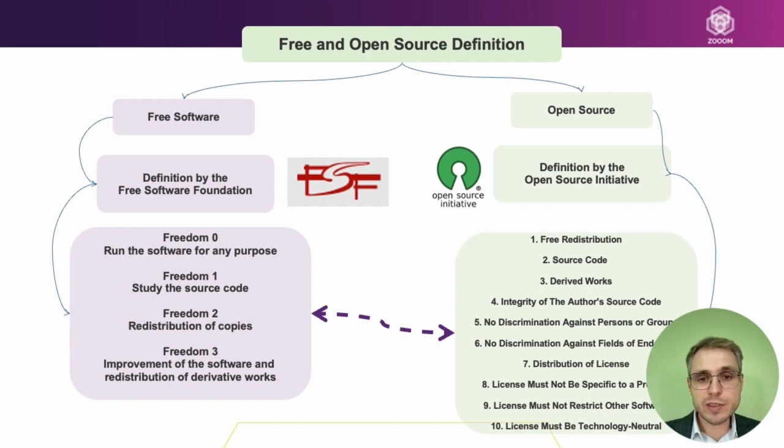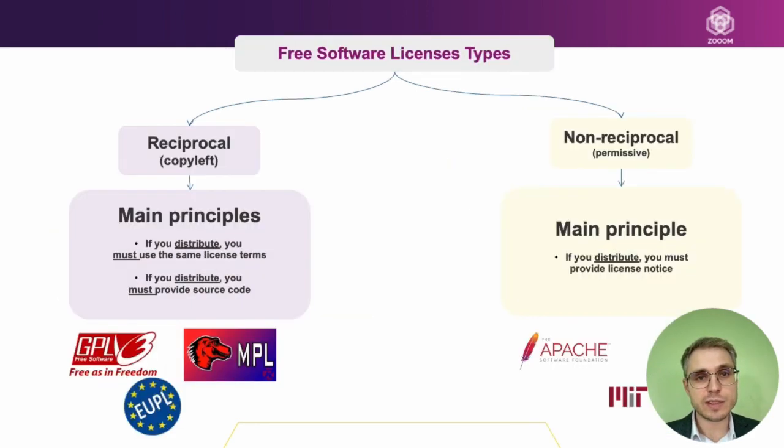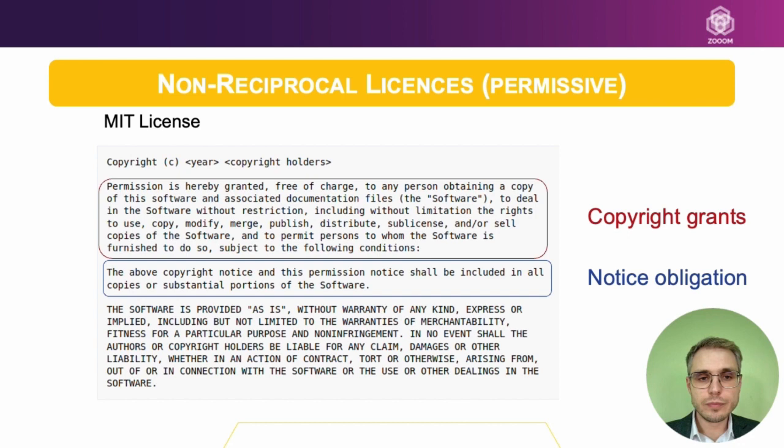Something else that is worth mentioning is that because of the two movements that run in parallel, the free software definition relies on the four freedoms, whereas the open source definition relies on the modalities of distribution and redistribution of source code, prohibition of discrimination, and other important terms. But for instance, for a license to be recognized as an open source license, it must comply with all 10 of the principles enshrined in the open source definition. Here you can see an example of the MIT license with the respective sections which provide the copyright grant and the notice obligation.